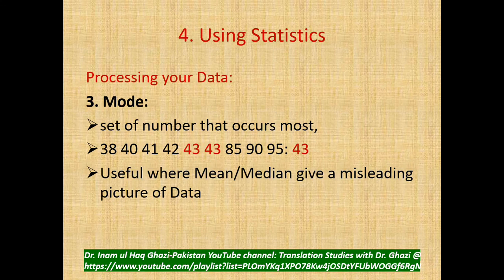The third is mode, the number that occurs most in a set. In this example: 38, 40, 41, 42, 43, and again 43, 85, 90, and 95. The mode of this set is 43 because 43 occurs twice as compared to other values. Mode is very useful where mean or median give a misleading picture of the data.